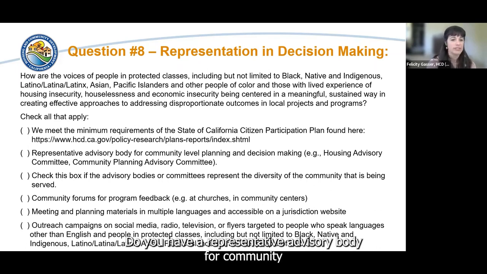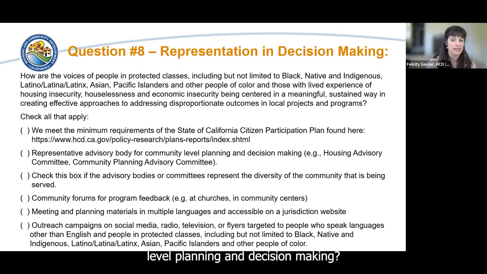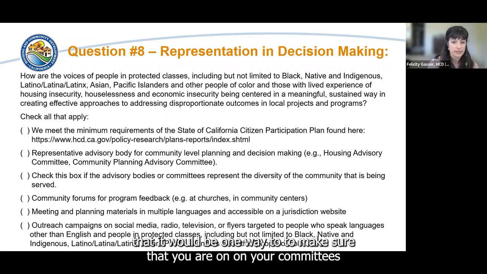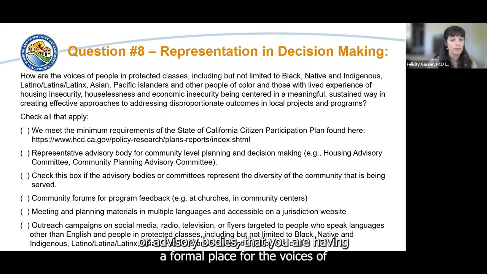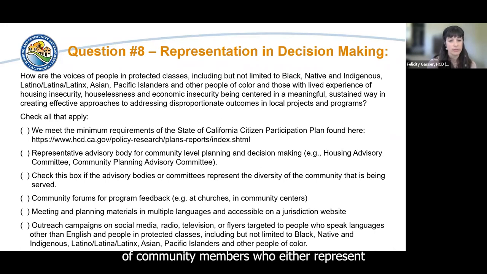Do you have a representative advisory body for community level planning and decision making? And does that advisory body represent the diversity of the community that's being served? So maybe you have special seats for community-based organizations, or for tenants in your local housing authority, or for community residents from a certain group. That would be one way to make sure that on your committees or advisory bodies, you are having a formal place for the voices of community members who either represent or are members of groups who have been marginalized.